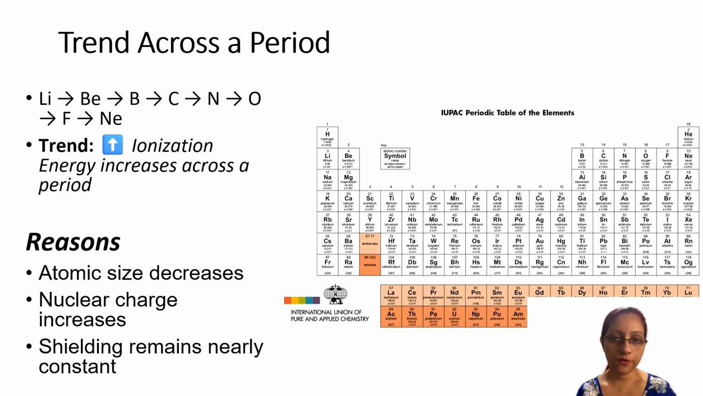However, there are a few exceptions. For example, boron has a slightly lower ionization energy than beryllium, and oxygen is slightly lower than nitrogen. We will talk about this in detail in later slides. These exceptions occur because of stable electronic configurations; the subshells make some atoms more stable and less likely to lose electrons. So in general, ionization energy increases as we go from left to right across a period.